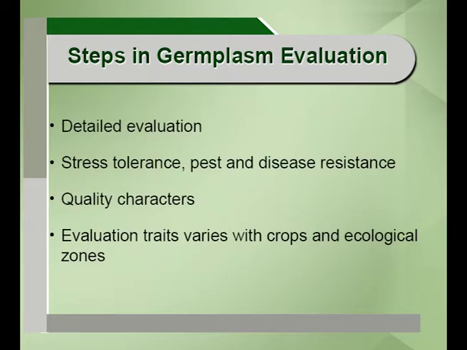In the case of paddy, you will be looking for resistance to pests and diseases, yield increase, adaptability, tillering characteristics, photosynthetic efficiency, resource use efficiency, and irrigation use efficiency, or water use efficiency in other words. In the case of potato, you will be looking for resistance to viruses, nematodes, and quality. For a crop like tomato, you will be looking for total soluble solids, a quality aspect. So what I want to say is that the evaluation traits vary with the crops, and they also vary with the ecological zones. The traits will be different.